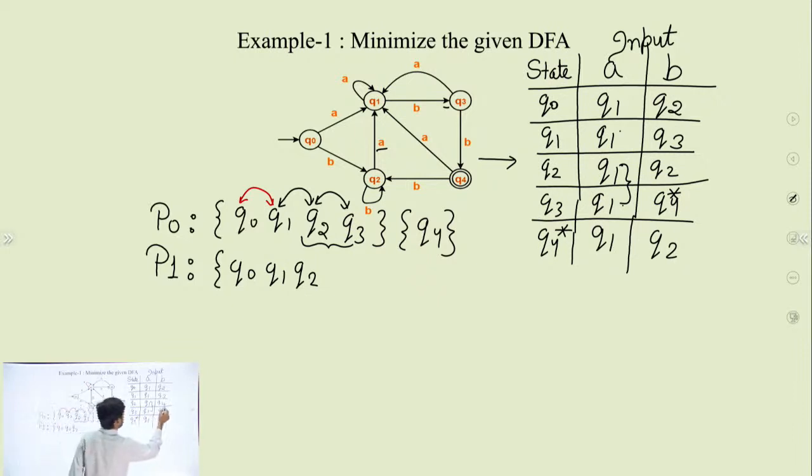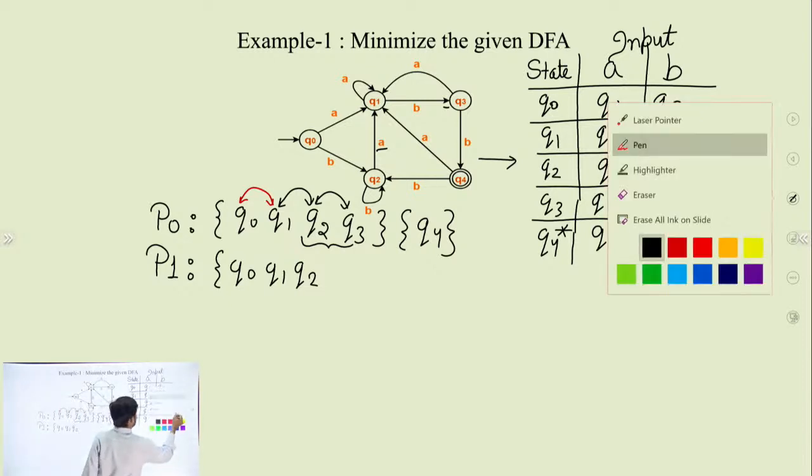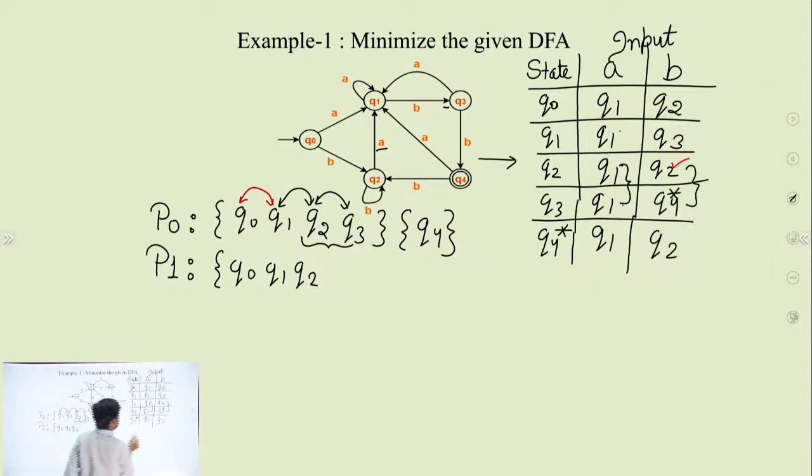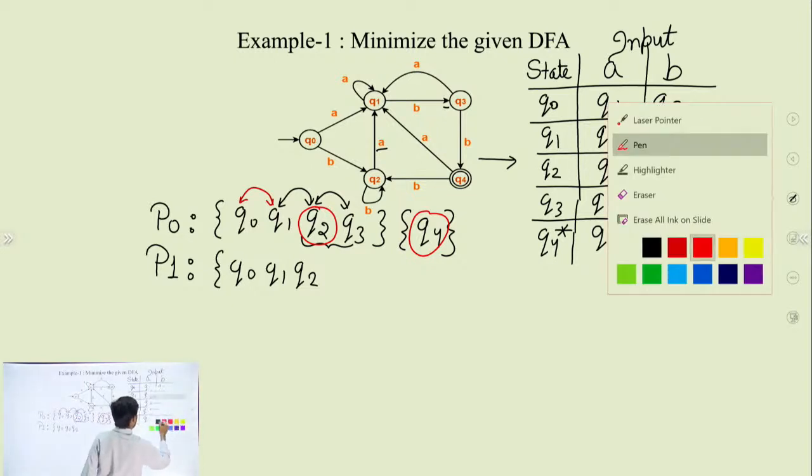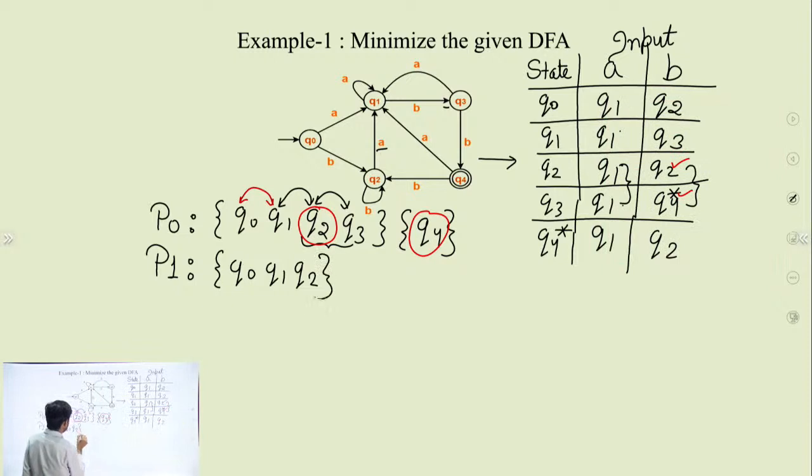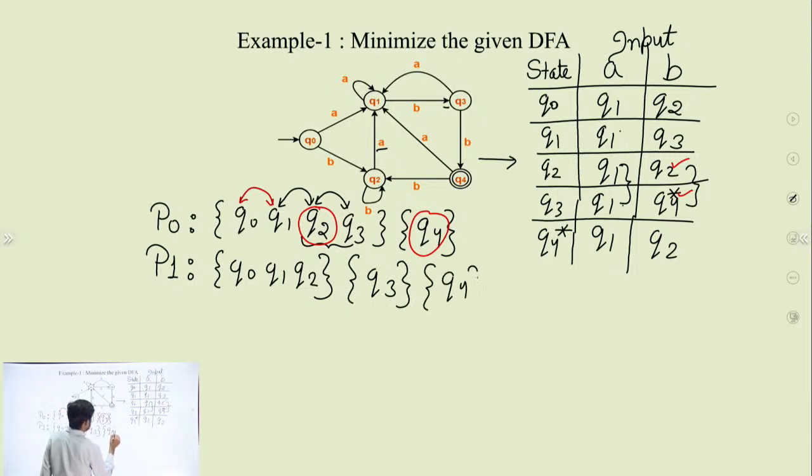Similarly Q2 and Q4. Q2 is in set 1 and Q4 is in set 2. So these are in different sets, so we partition them. We separate them and write Q3 as a separate state, and Q4 is as it is.